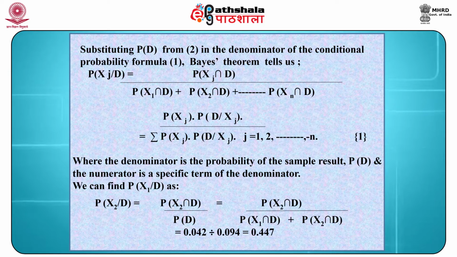So, we can find the probability of x1 given D as the probability of x1 divided by D, which is equal to the probability of x1 intersection D divided by the probability of D, which is equal to the probability of x1 intersection D divided by the probability of x1 intersection D plus the probability of x2 intersection D, which is equal to 0.052 divided by 0.094, which is equal to 0.553.